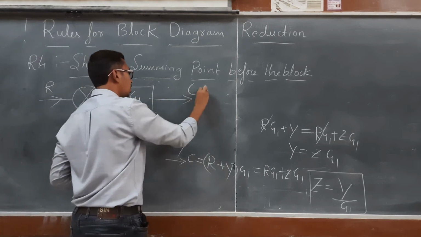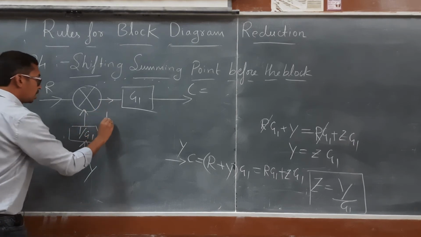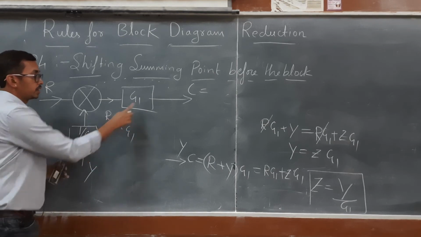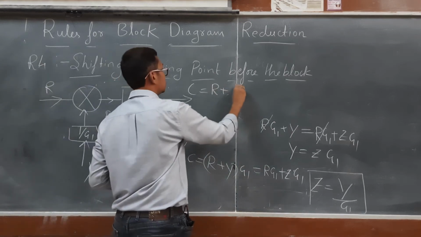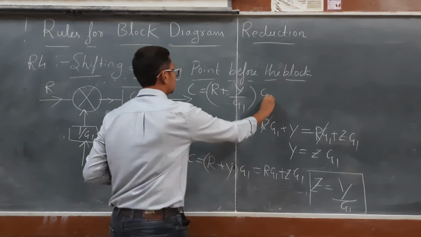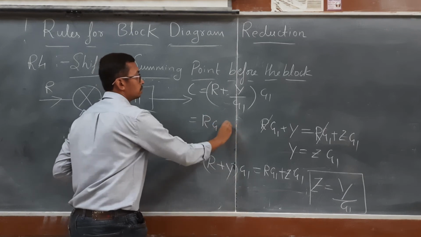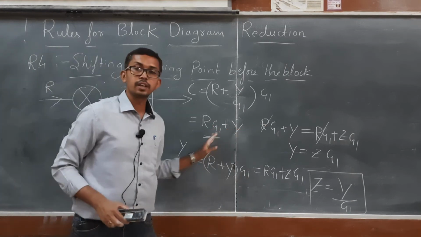Now you can check the output. What will be the output? R, and what we have is y by g1. So the output over here is R plus y by g1. This will get multiplied with this one, so it will be R plus y by g1 into g1. Then the output will be Rg1 plus y. See, now we are getting the same output.